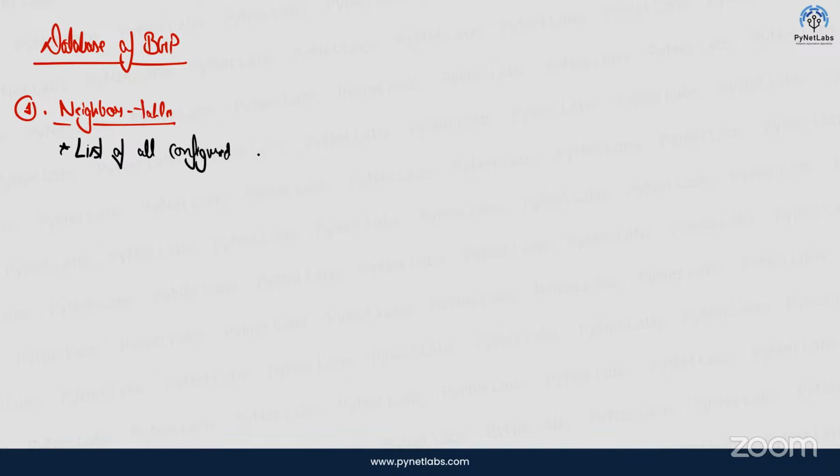Now with this database of BGP, the very first type of table we have with BGP is your neighbor table. So this neighbor table is something which is going to have the information of the neighbors. So in case of BGP neighbors, this is a list of all configured BGP neighbors. See guys, there is one quick difference when we define the neighbor table statement for IGP protocols.